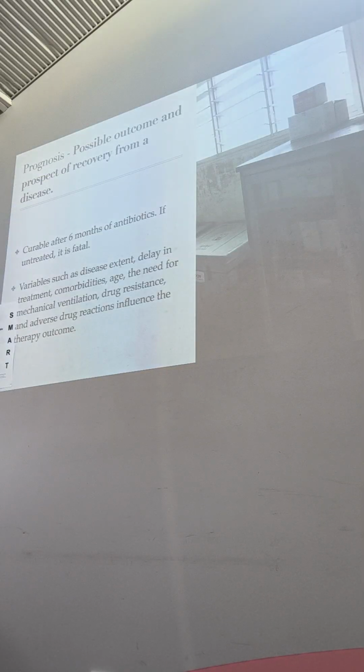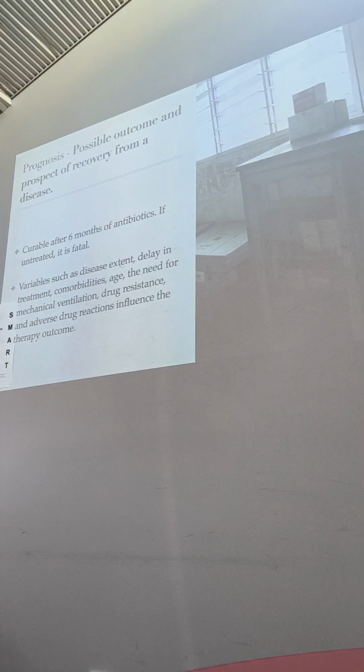All right, next slide. So once you got your diagnosis, you got your prognosis. Prognosis is the possible outcome and prospect of recovery from a disease. You might hear it more in cancer, like, oh, you have 6 months to live, or you have 5 years if you do chemo, or 3 months if you don't do chemo, you know, that kind of thing.